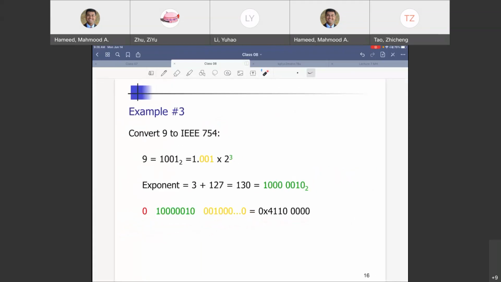So this is a simpler example than what we did. We actually looked at negative 6.75, so we had a fraction part as well. This is just an integer part. Questions about this example, converting 9 to 32-bit format? You just need to remember to do the normalization. Once you do the normalization, things will become straightforward.